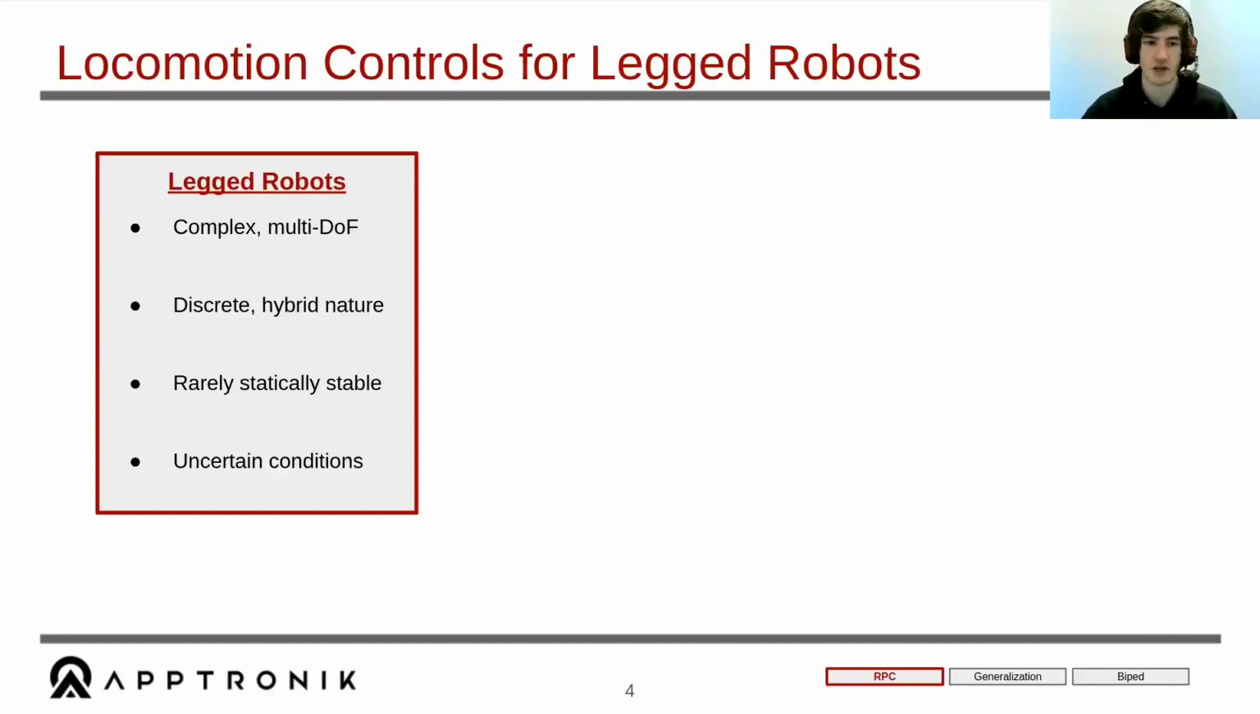And if you're doing any kind of dynamic locomotion, you're rarely ever statically stable. A lot of the work that I do is not quasi-static, so you never really have the center of mass above your support polygon. You're kind of jumping around between them and deciding where to put the foot down to be able to balance yourself next. And you also have a lot of uncertain conditions. You're traveling around rough terrain. You don't always know exactly what you're doing. It's a very highly dynamic field.